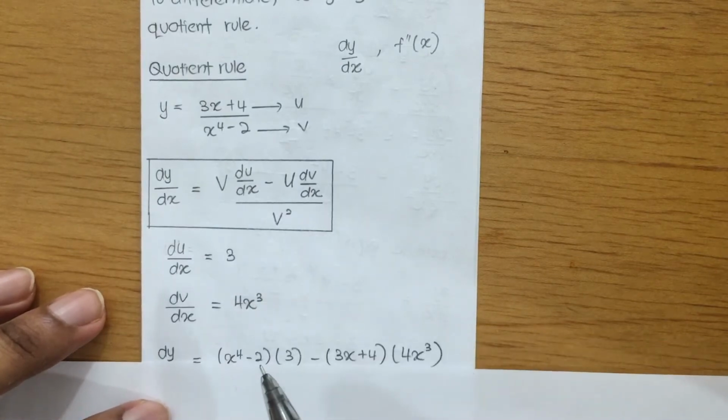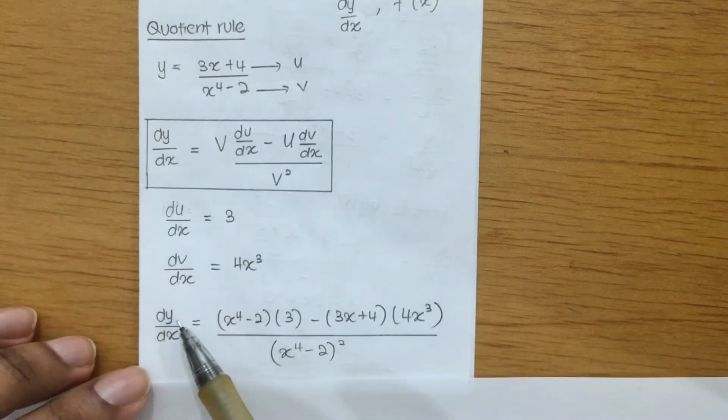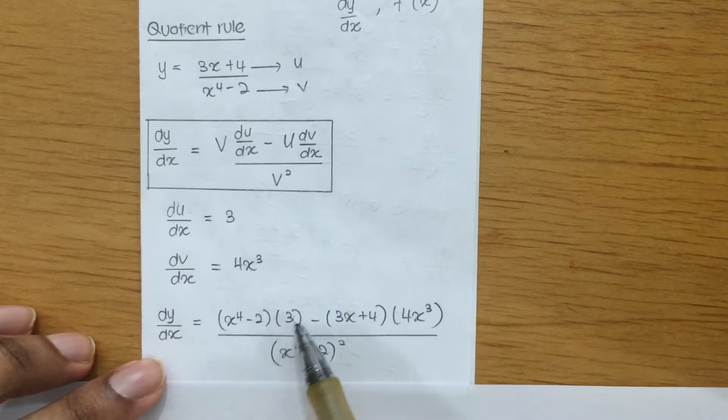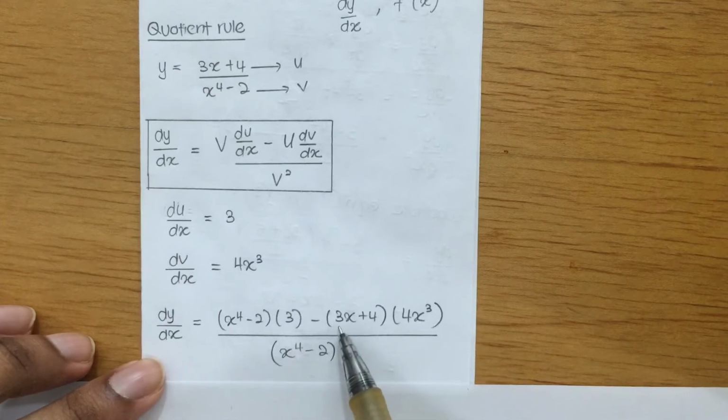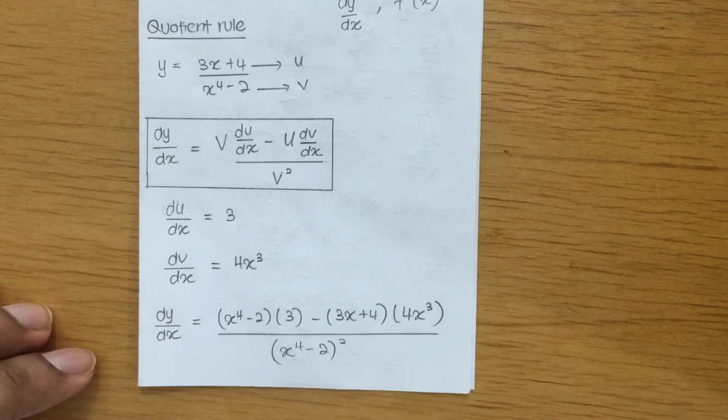So now you can proceed to calculate dy/dx. dy/dx equals x to the power of 4 minus 2, which is the v, times 3, which is your u prime, minus u, which is 3x plus 4, times v prime, 4x cubed, and divide by (x to the power of 4 minus 2) squared. Alright guys, I'm going to show you the remaining working on the next page, so please hold on for a moment.